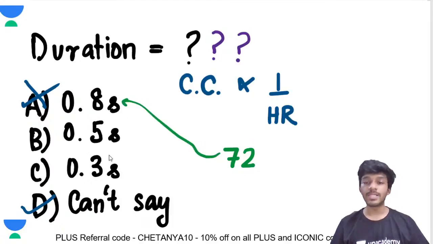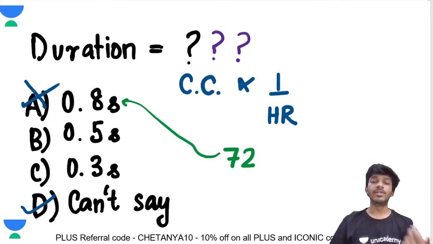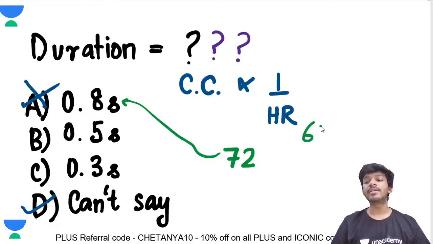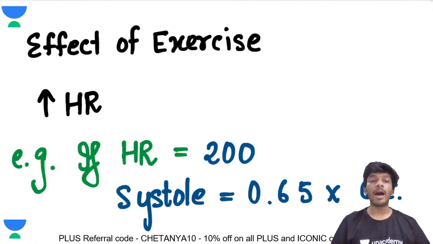So please don't make the mistake of thinking that it is always 0.8, because if I increase the heart rate, that duration will change. If the heart rate is, for example, 60, then the duration of the cardiac cycle is 1 second, right? Now a question arises: what is the effect of exercise? What happens to the cardiac cycle in exercise? This is directly from Guyton.